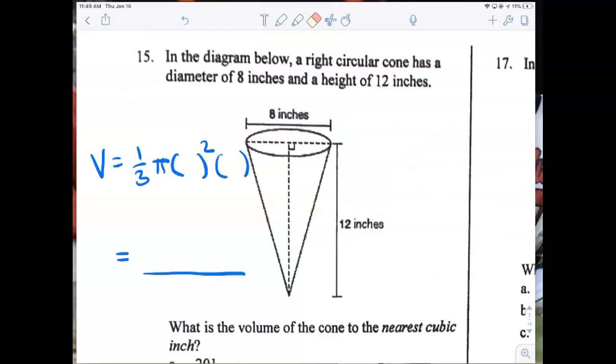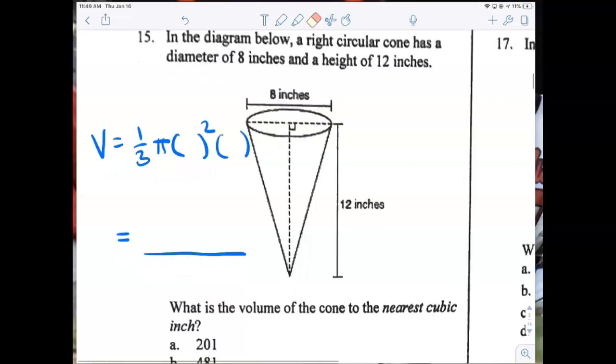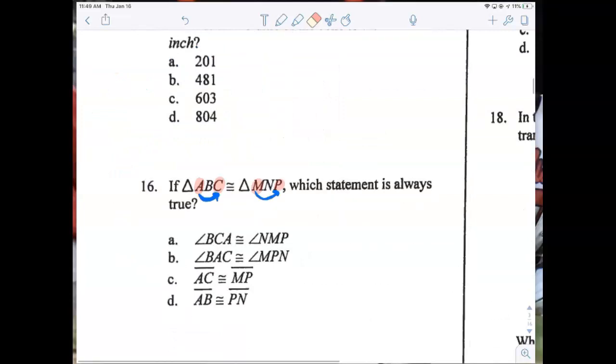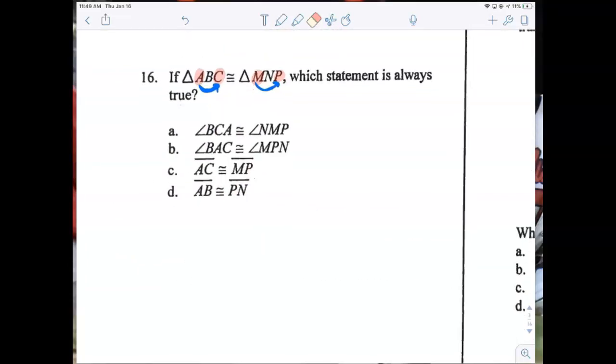Number 15 is just like the one we just did, just an upside down cone. 1/3 pi r squared h, you're going to plug in the radius of 4, the height of 12, and it should come out 201.